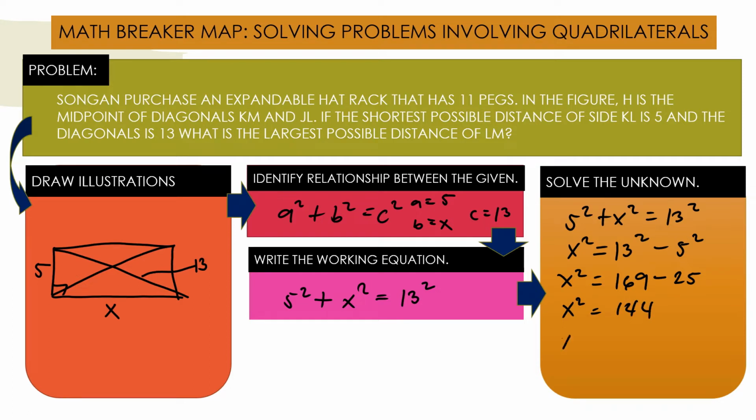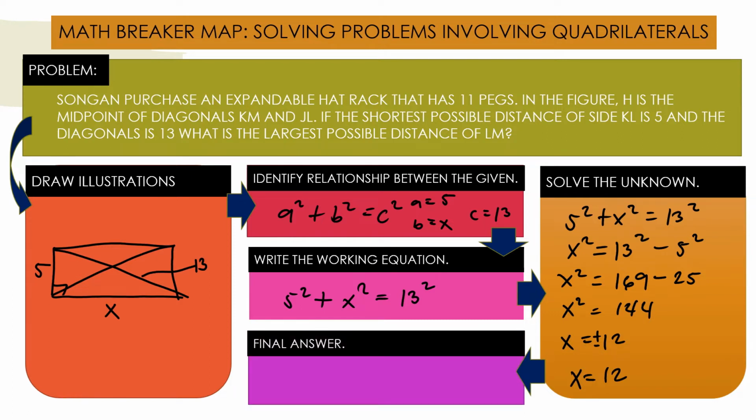Solving for x, the square root of 144 is 12, positive and negative 12. And since we are pertaining to quantities or measurement, we will be using the positive one. So x is equal to 12. Therefore, for our answer, the largest possible distance of LM is equal to 12 units. LM is equal to 12 units.